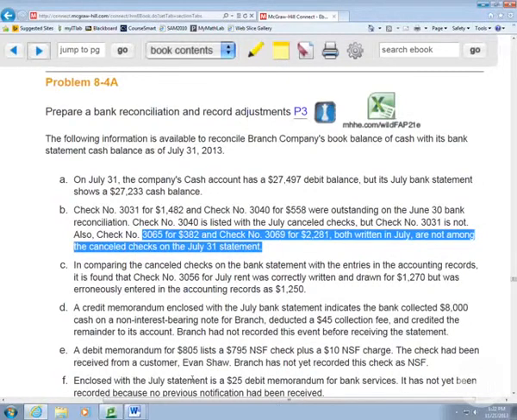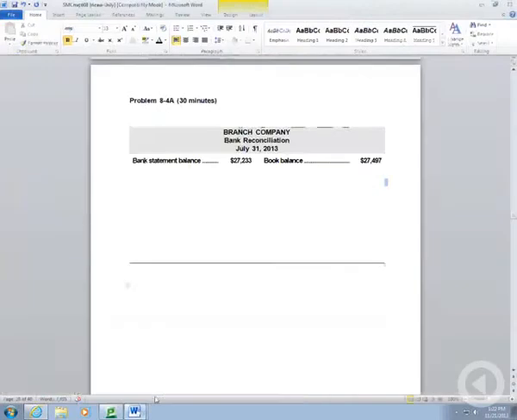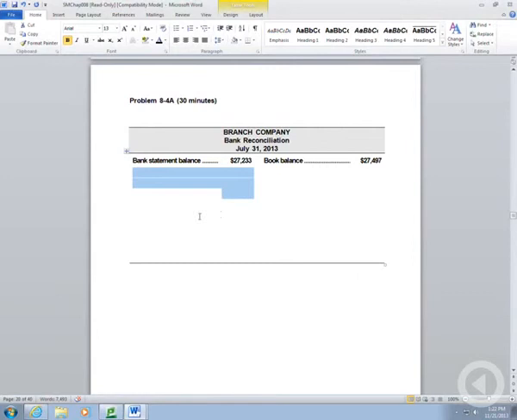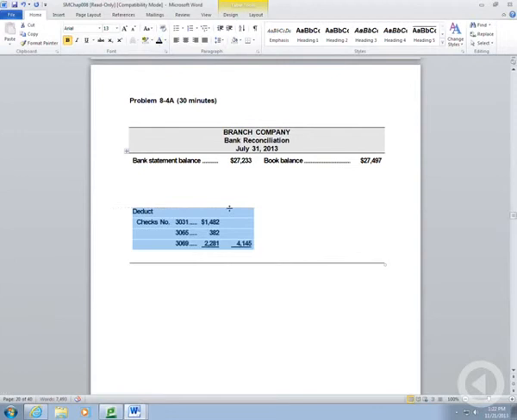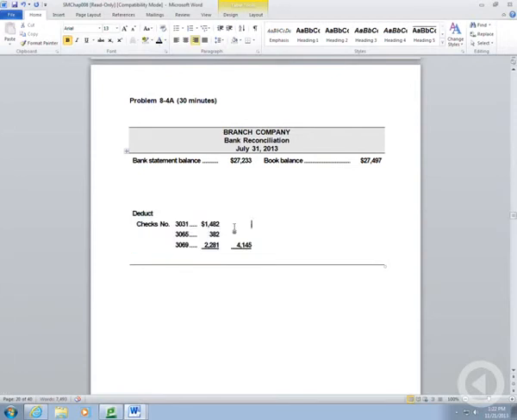So as long as the check is not cleared, what do we call it? Outstanding. So we have 3 outstanding checks. Which side do we need to fix? The bank side, because we're aware of this. And do we deduct outstanding checks or do we add? Deduct. We always deduct outstanding checks. You need to memorize this. We always deduct outstanding checks, for that month, to be specific. That's all we need to know.